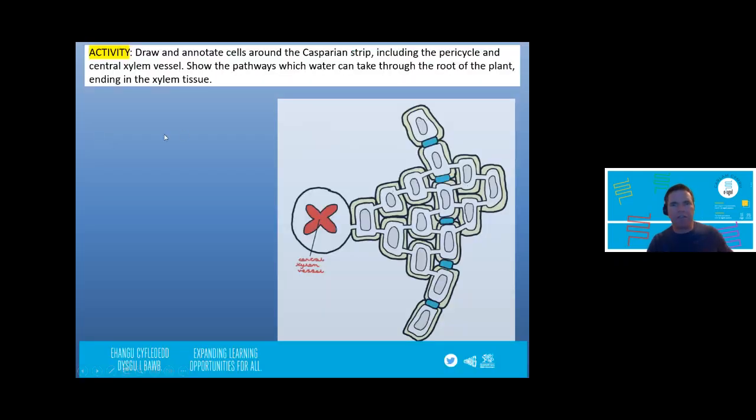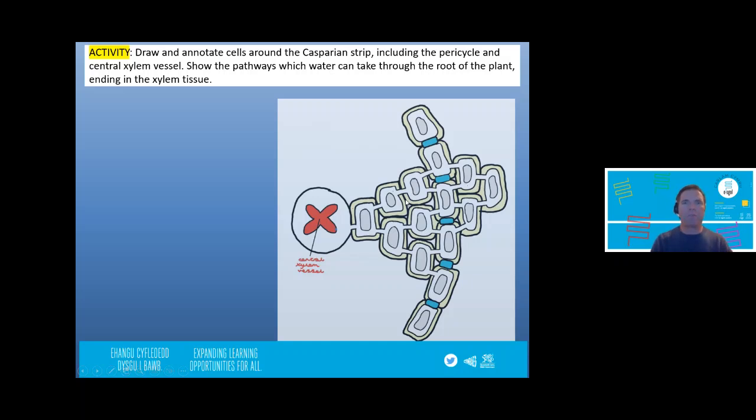Right, so this is an activity, but I'm going to use this activity to model what's going on here. This is an activity I ask pupils to do. I give them this diagram and I say, can you draw and annotate cells around the Casparian strip, including the pericycle? The pericycle, again, is one of those terms that crops up here in transporting plants. The pericycle is the cells just inside the endodermis. So these cells here correspond to the pericycle.